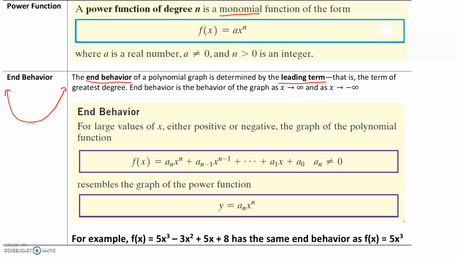Okay, so a polynomial function f of x is in this form. And here's the cool thing. Any polynomial function is going to resemble the graph of the power function, which is a sub n x to the n. So all we really have to worry about is the leading term. And the leading term is going to tell us about the end behavior of the graph. So for example, the function 5x cubed minus 3x squared plus 5x plus 8 has the exact same end behavior as 5x cubed.